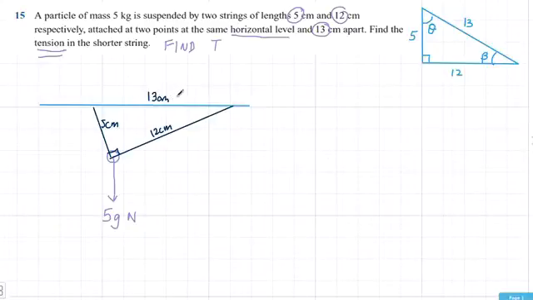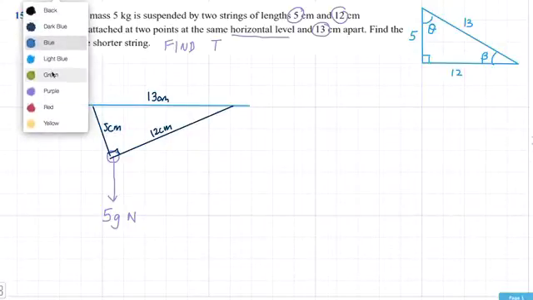Now be very careful here. These are not forces, these are lengths, okay? They're not forces, they're not in newtons. They're not actually going to be anything that we use from this point. It was just for us to recognize this was a right-angled triangle. So the next thing that we want to do now is we want to look at finding the tension.